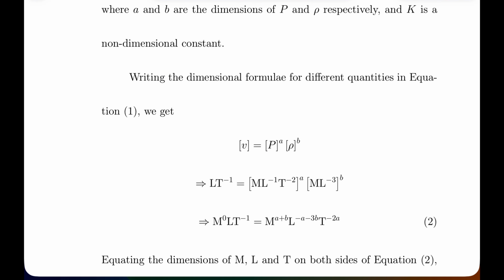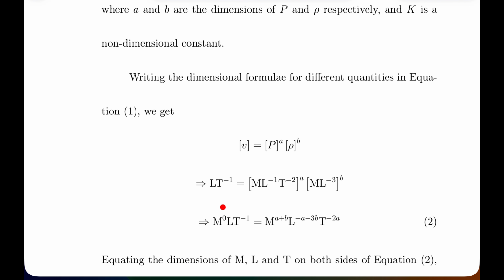For velocity, we have L T to the power minus 1. For pressure, pressure is force by area. So that gives you M L to the power minus 1 T to the power minus 2, to the power a here. Density is mass by volume. So this is M L to the power minus 3, to the power b. Or we can write here M to the power 0, because this makes no difference to the result. This quantity is simply equal to 1.